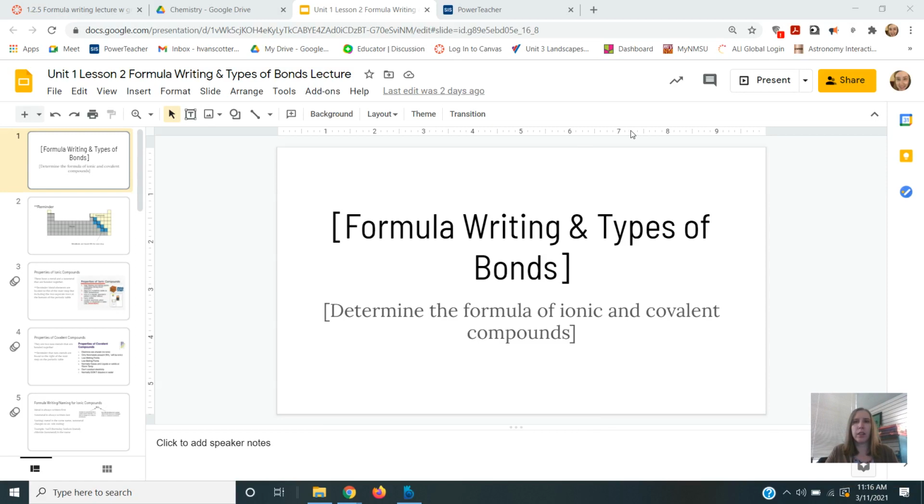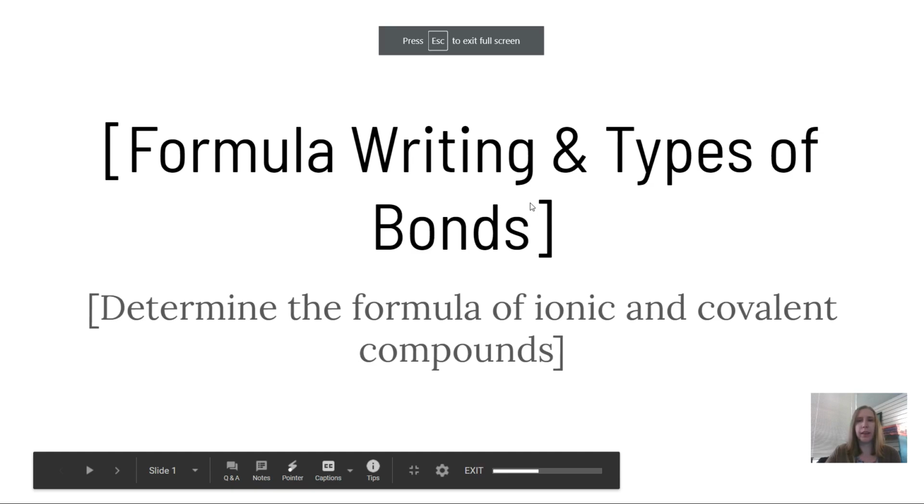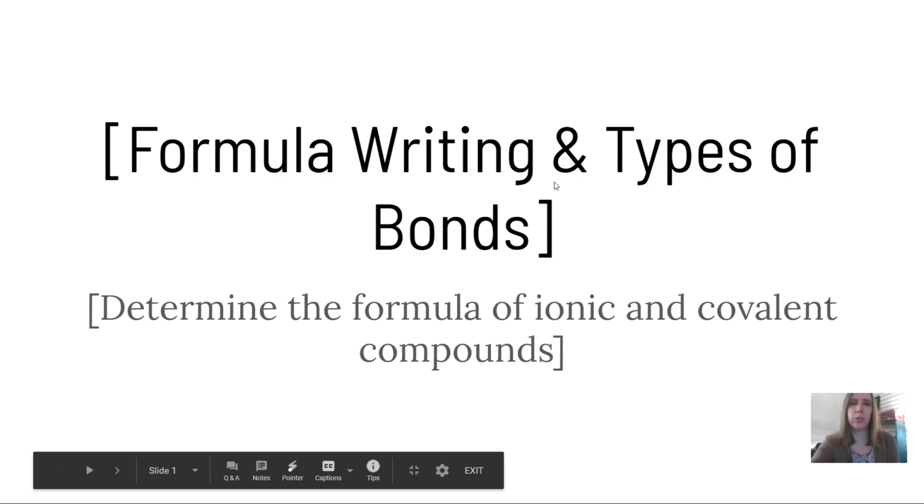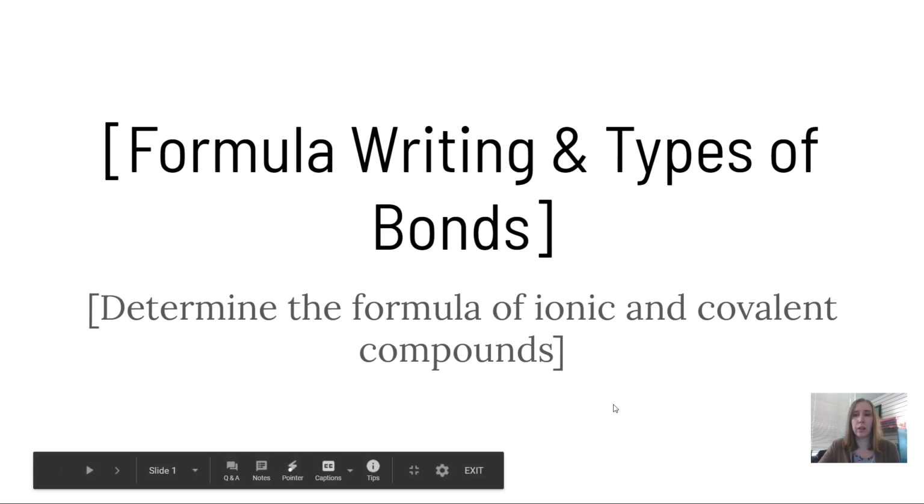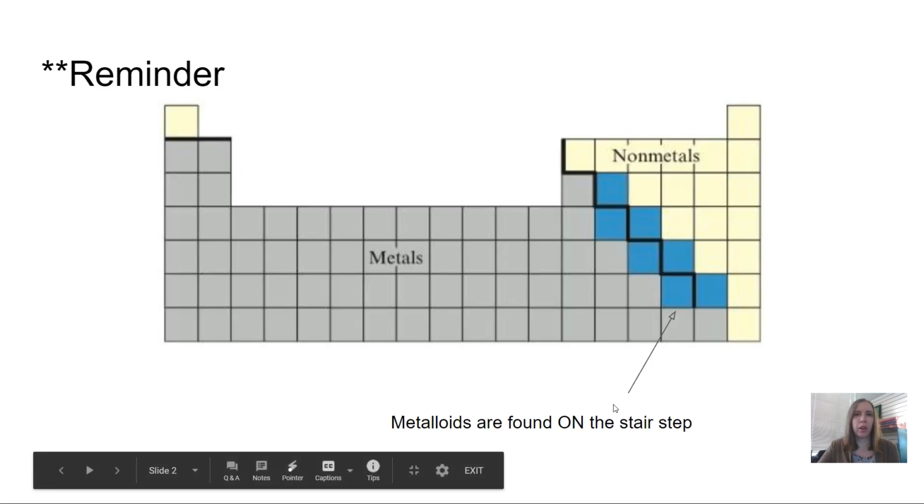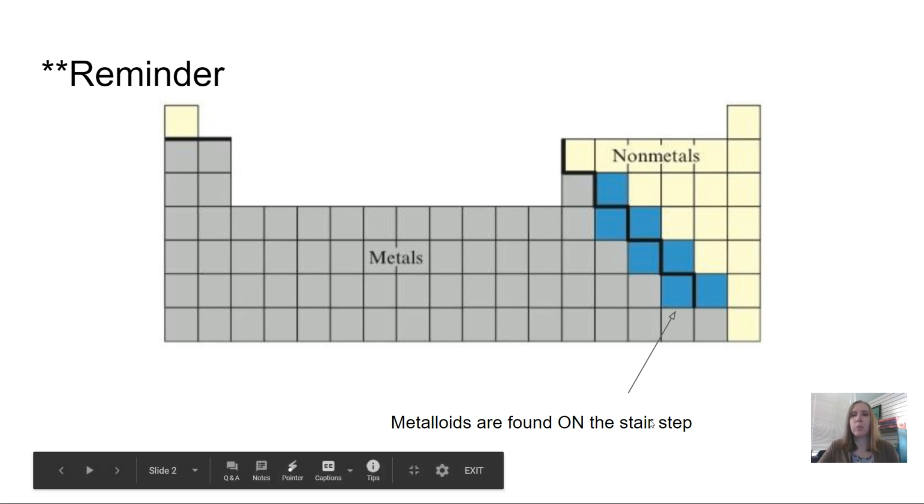Hey, this time we're going to talk about formula writing and types of bonds. At the end of this lesson, you should be able to determine the formula of ionic and covalent compounds. Just a reminder that metals are found to the left of our black staircase here, and nonmetals are found to the right. Then metalloids are the ones that are found on the stair step.